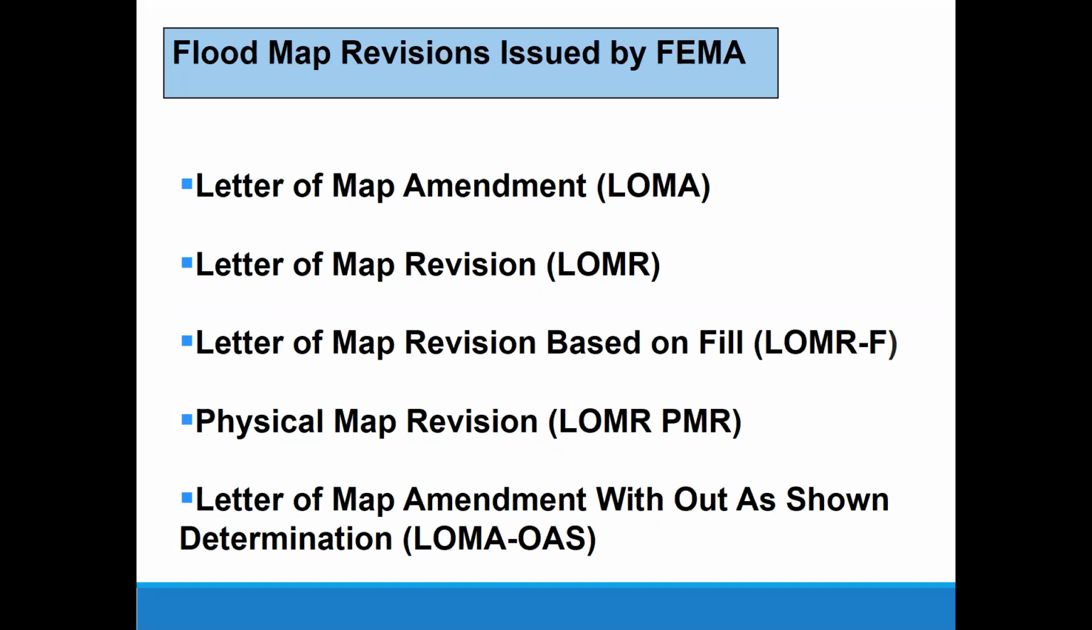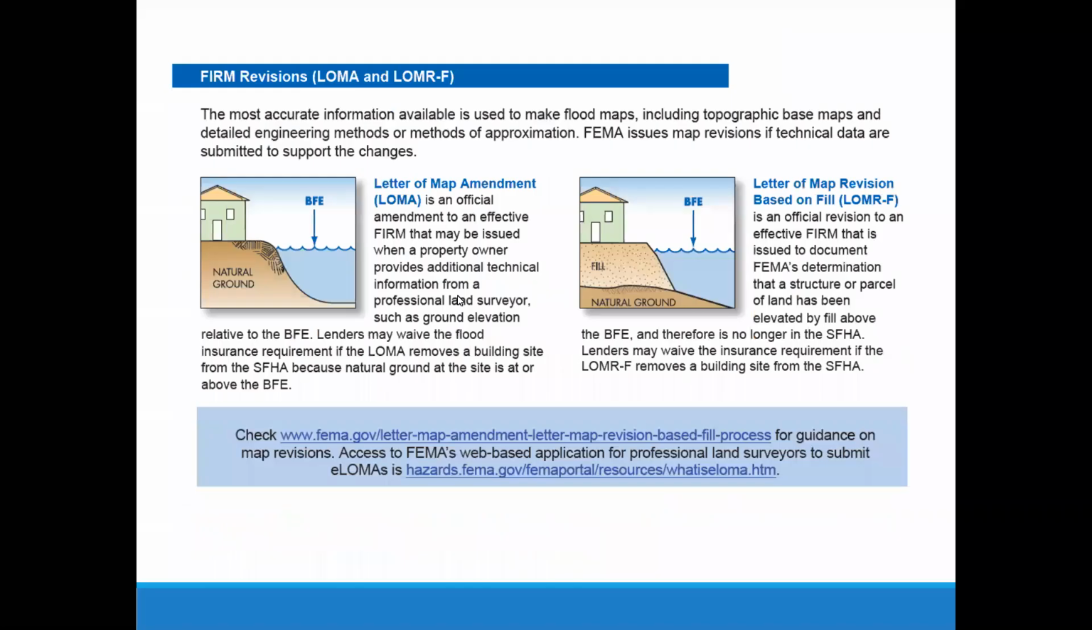And LOMA-OAS is where a building is outside the floodplain when you have a good GIS system that can show it. And you would say, hey, look, even though there's floodplain in the backyard, my house isn't in it, so please issue a LOMA-OAS for my house. I'm oversimplifying this a little bit, but this is a beginner's level class. Now, a LOMA, letter of map amendment, is naturally occurring ground.